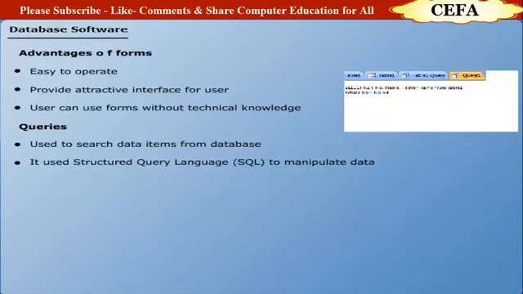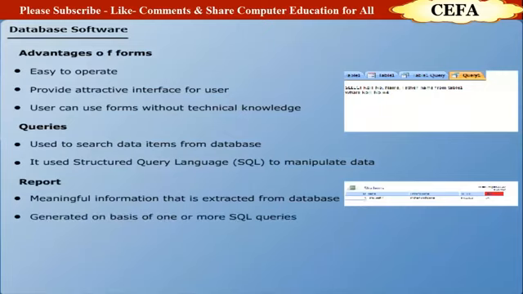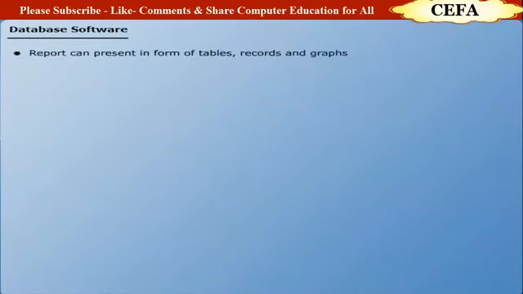Report. A report is meaningful information that is extracted from the database. It is generated on the basis of one or more SQL queries. Reports are the output of database applications. They are used to locate and arrange data in a formatted way. The information retrieved through reports is arranged in different ways. A report can present the data in the form of tables, records, or graphs, etc.